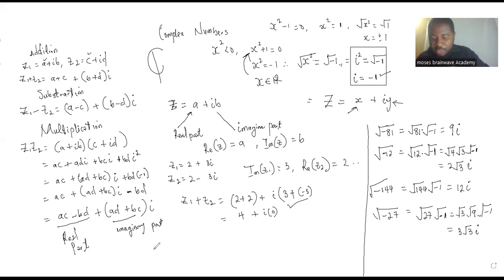Now you can see that this is very, very simple. Good. Now let's see if we can take some more examples before we go to the next section of this video. For example, if I have Z1 equal to 2 plus 3i, and I have my Z2 equal to 2 minus 3i, right? Let's see if we can get Z1.